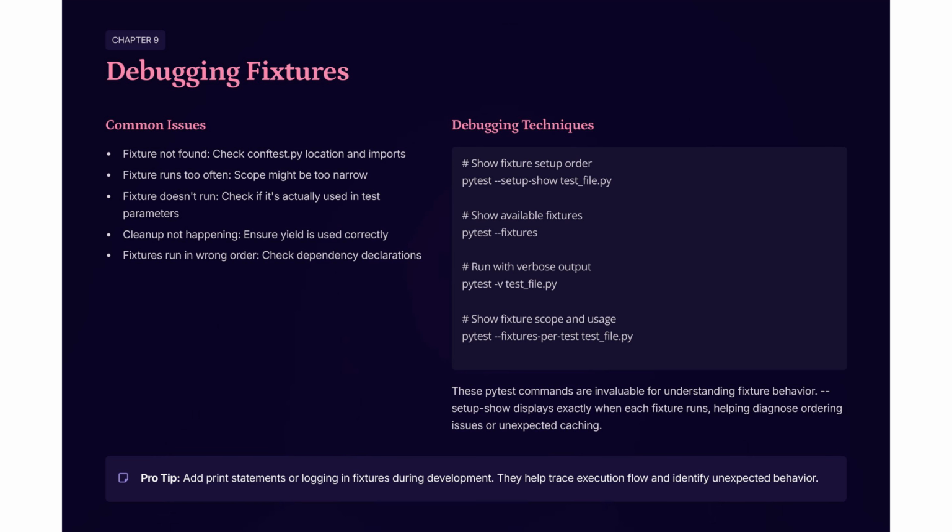Debugging fixtures involves checking conftest.py for fixture availability and ensuring correct scope to avoid excessive runs. Use PyTest commands like setup-show to verify fixture order and fixtures to list available fixtures. Employ print statements or logging to trace execution flow, aiding in identifying issues like incorrect fixture usage or cleanup failures.